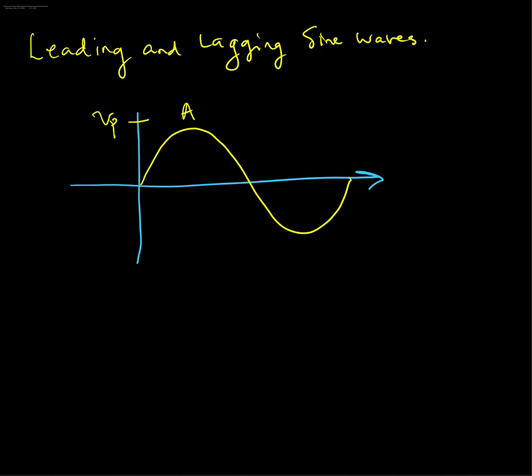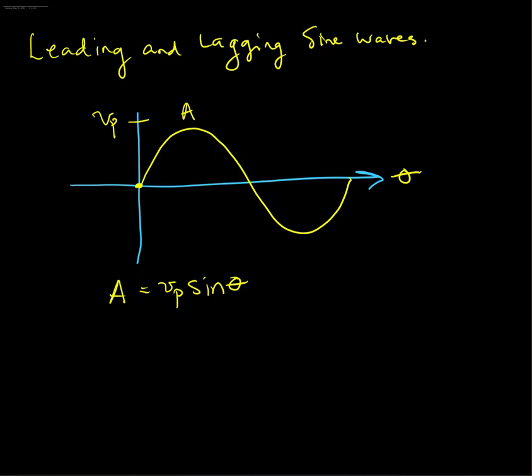This is wave A. So wave A is VP sine theta. Let's think about these first in terms of just angle as the horizontal axis instead of time. So A is VP sine theta, right? A sine wave where the sine wave is 0 at 0 and it starts from there and it goes forward.